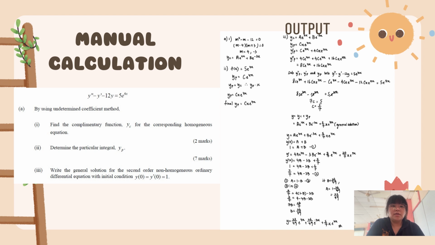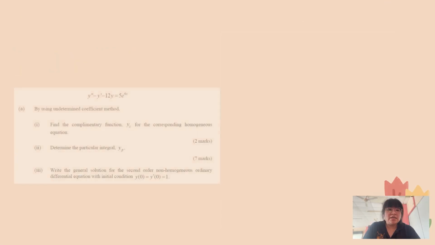So the final general solution we can get is y is equal to 23/49 e to the power of 4x plus 26/49 e to the power of negative 3x plus 5/7 x e to the power of 4x.